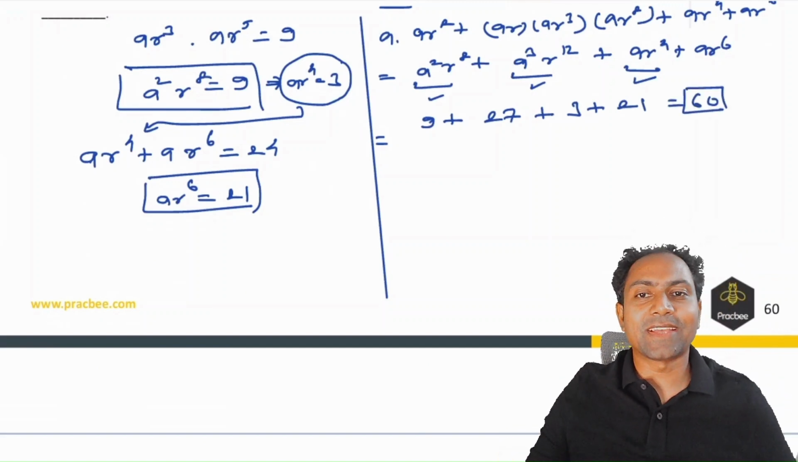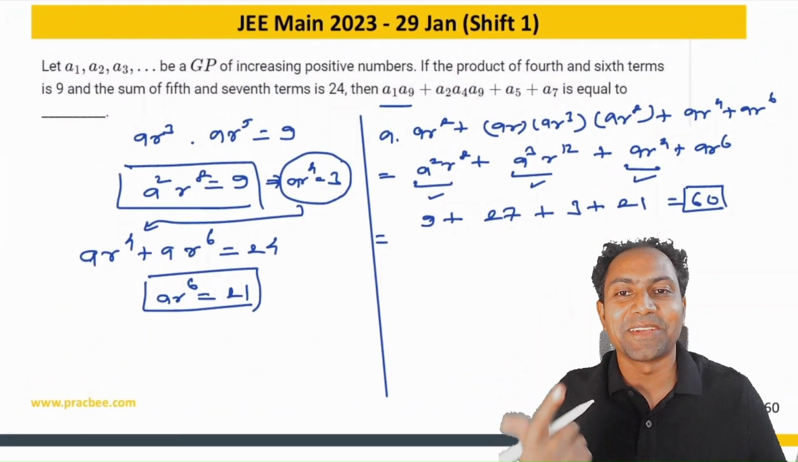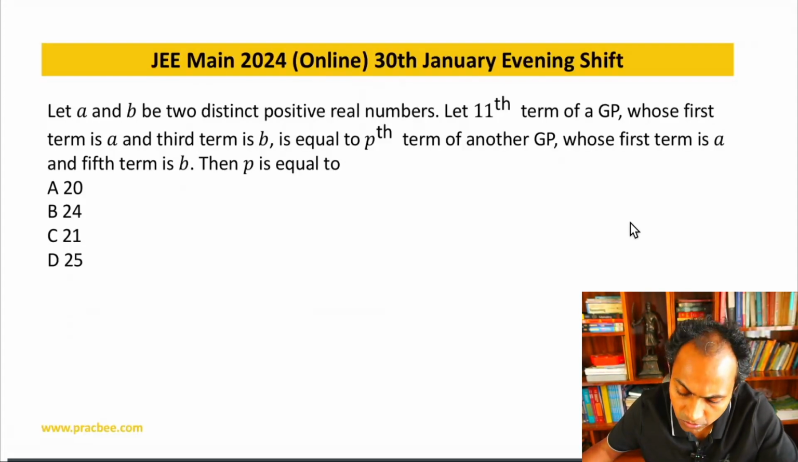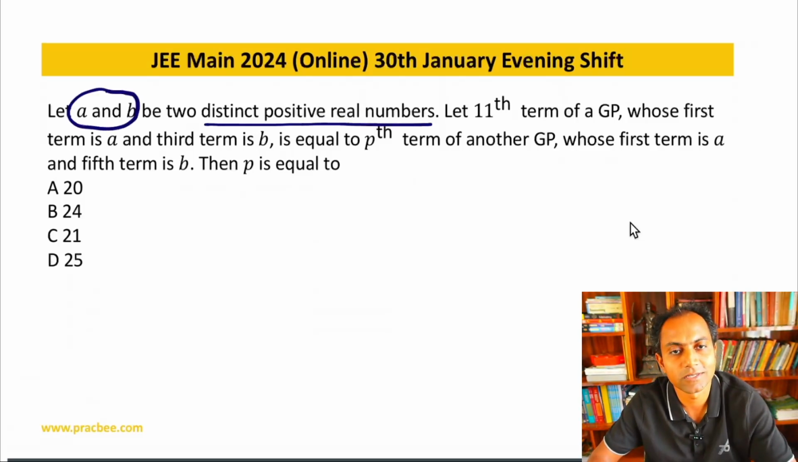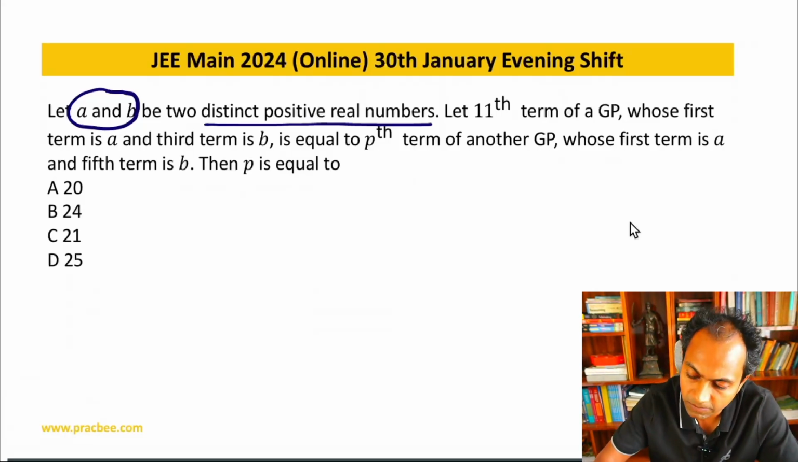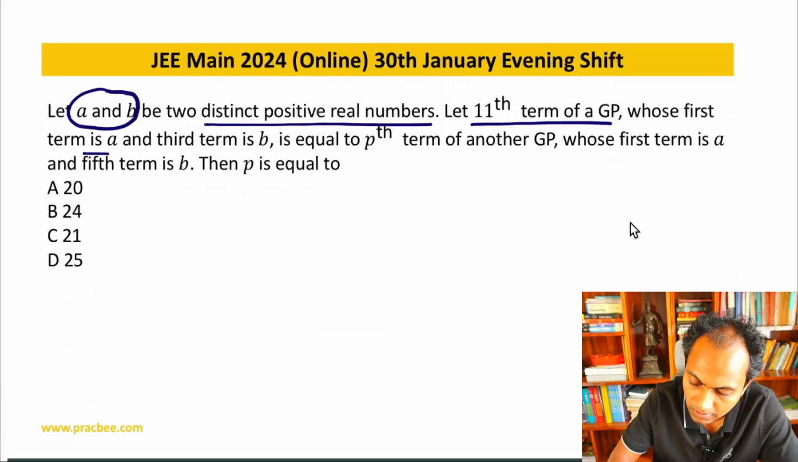So it is a very good example of one of those questions which involve very intelligent calculations to get to the answers really fast. Again, this 2024 question talks about two distinct positive real numbers. So they are talking about A and B as two distinct numbers. Now what they are saying next is the 11th term of the GP. So we have the 11th term of a GP whose first term is A and third term is B.